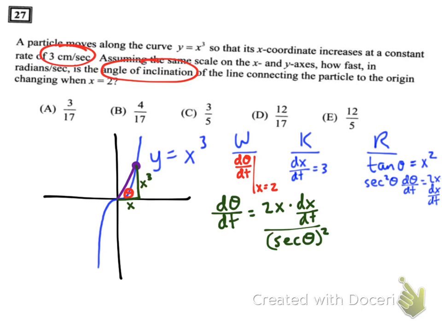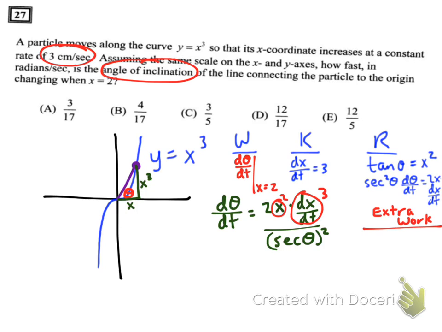Okay, so we're really almost there. We want d theta/dt at the precise moment when x is 2. So we're going to replace x with 2, and we're going to replace our dx/dt with 3. And then the next issue is, what in the world is secant of theta going to be? Well, when x has a value of 2, this is the little extra work part that we see on many of these.